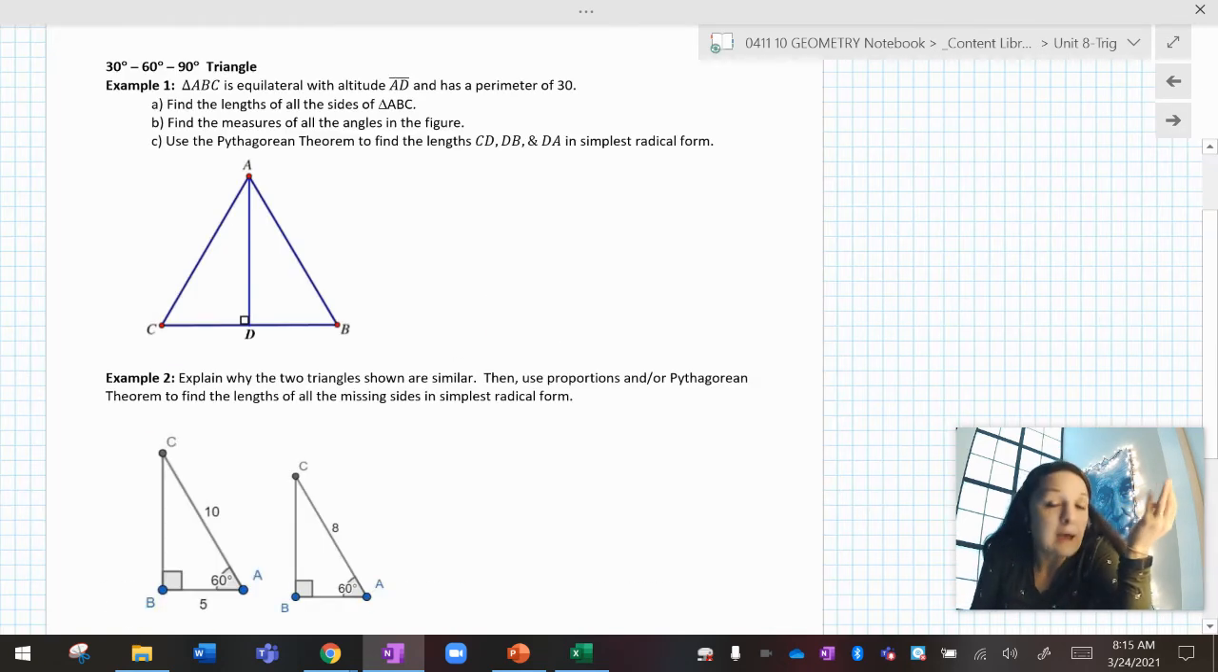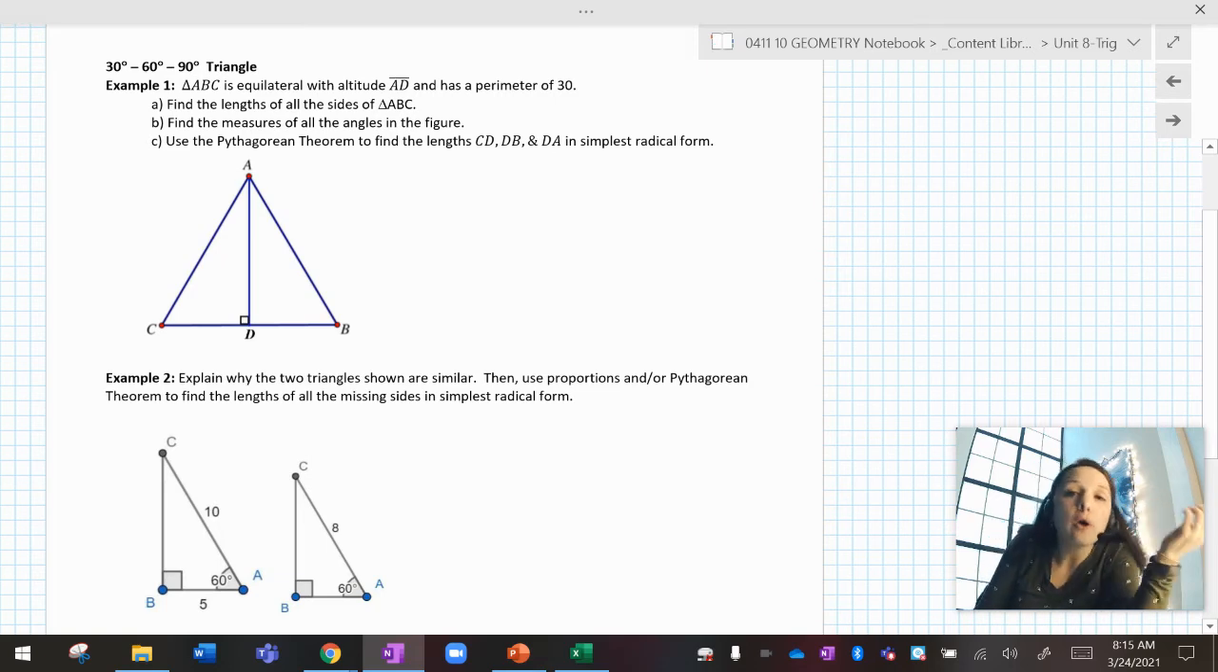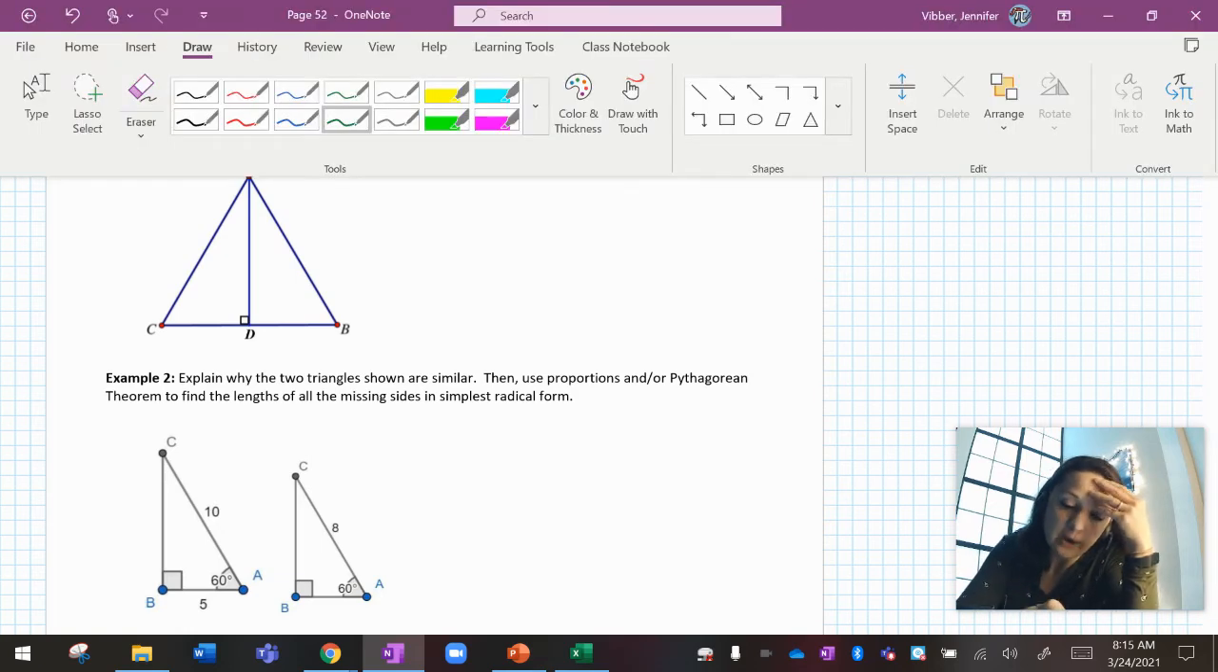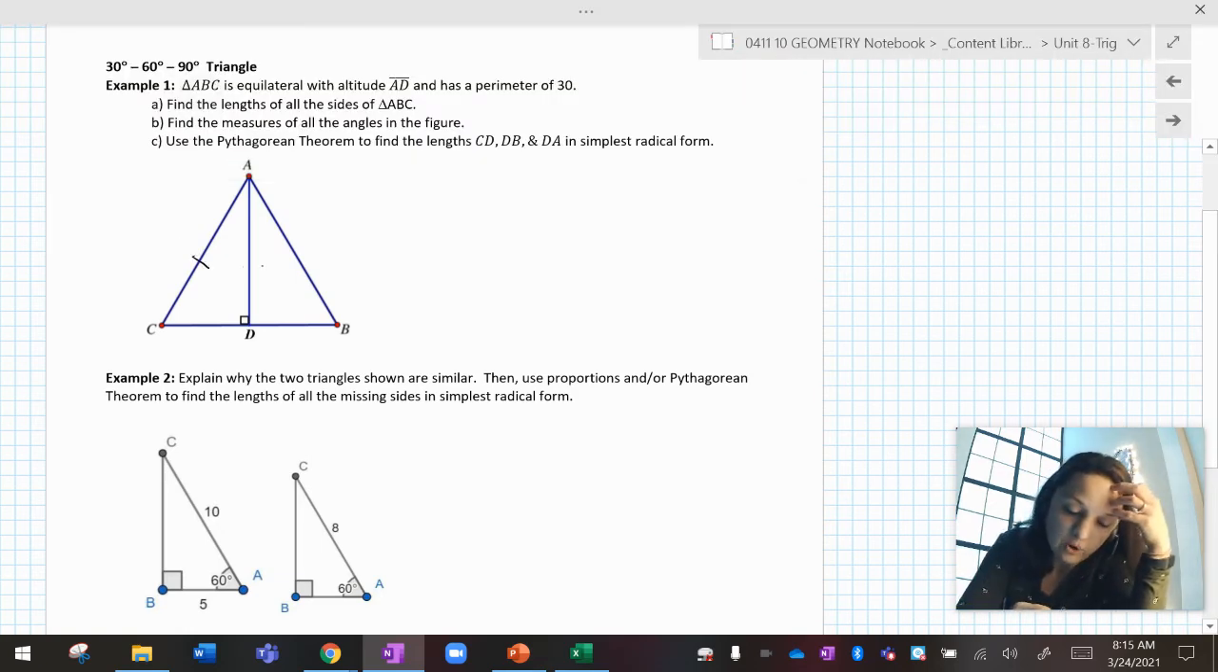Well, that's one special right triangle. The other one is a 30, 60, 90 triangle. So in a 30, 60, 90, it says triangle ABC is equilateral. All right, fine. Equilateral means that all of these would be equal, and the bottom would be the same as well. And it has a perimeter of 30. Okay, so 3 sides, perimeter 30. That means each of them is 10. So 10 here, 10 there.